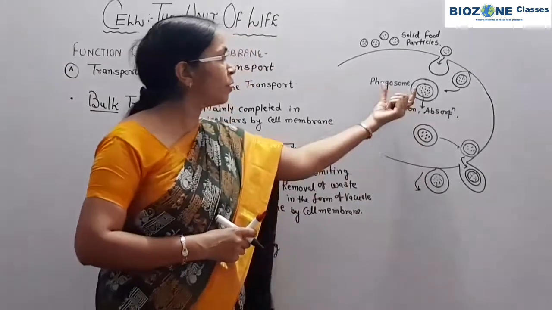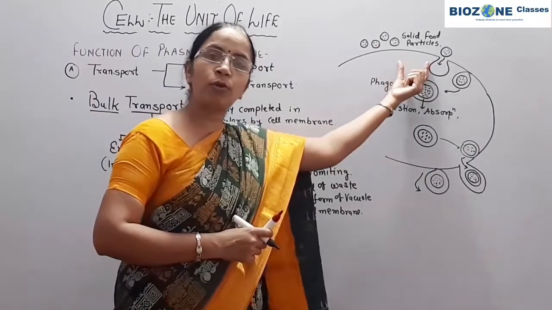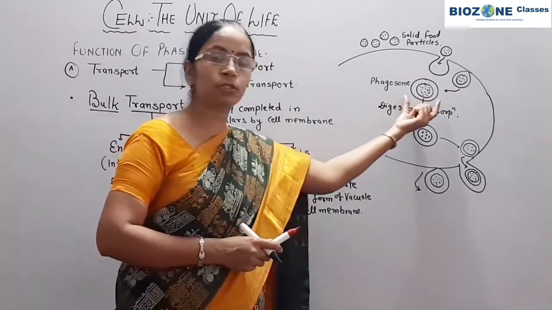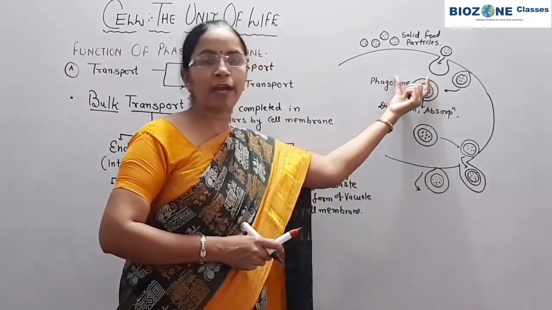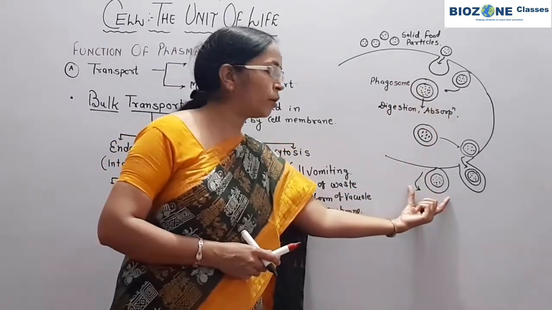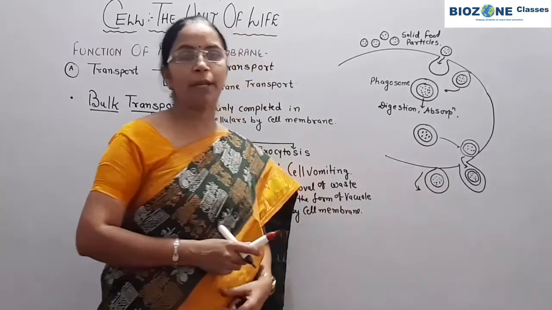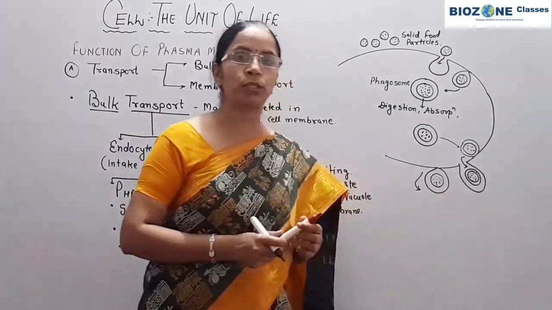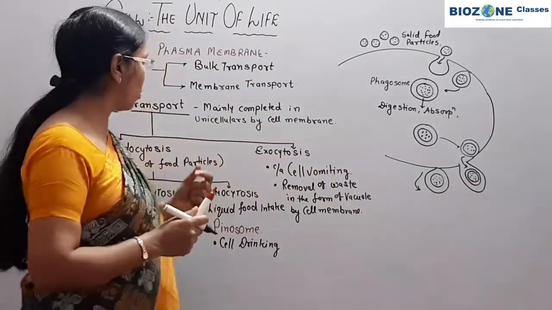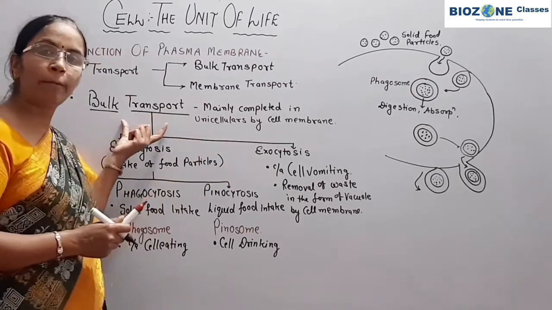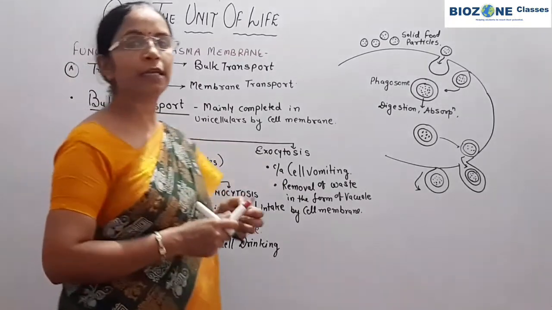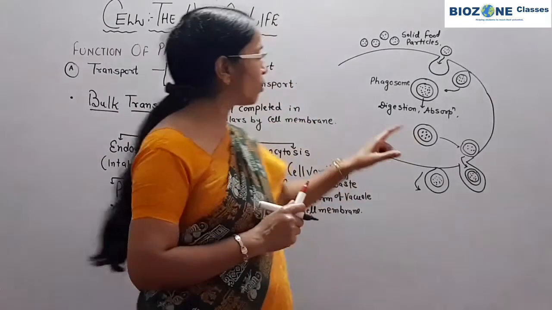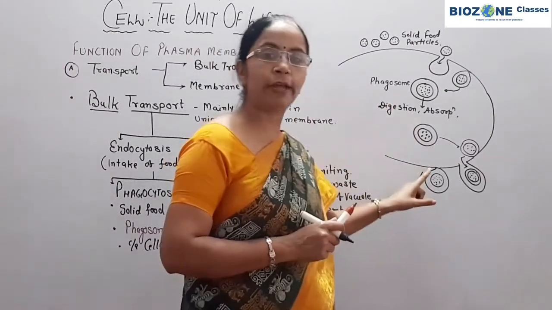So you remember this process, the process by which the food particles enter and result in the formation of a food vacuole. This process is called endocytosis, either phagocytosis or pinocytosis. And the removal of waste from the cell with the help of the cell membrane is called exocytosis. So these two processes you remember for bulk transport. That means the food is transported in the form of mass or in bulk amount, that is by the process of endocytosis or exocytosis.